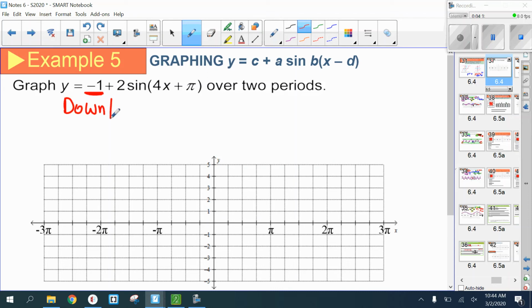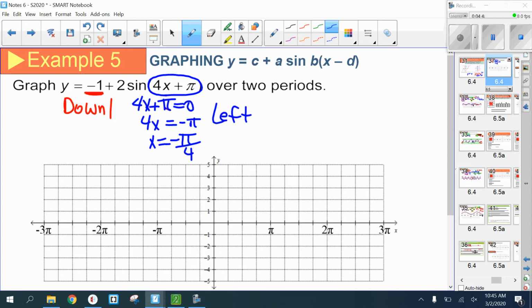And you can see your amplitude is 2, but we'll get to that in a minute. I want to look at my phase shift. If you can do that in your head, that's great. It's going to be negative pi over 4. If you need to think about it as what makes 0, maybe that helps. Subtract pi and divide by 4. So your 0 there is negative pi over 4, and that's how you should know that this is left. It's left pi over 4.